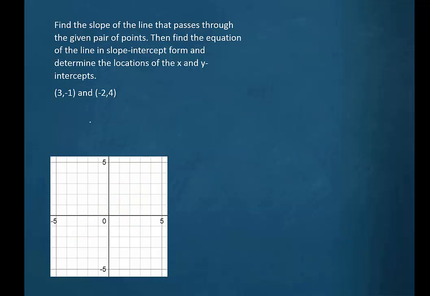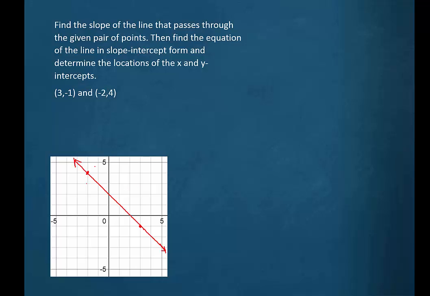So let's do the same thing with these two dots. We have the dot 3, -1 here, and the dot -2, 4 here. And then we can draw a line that goes through those dots like this. And we could find the slope of this line in the same way.